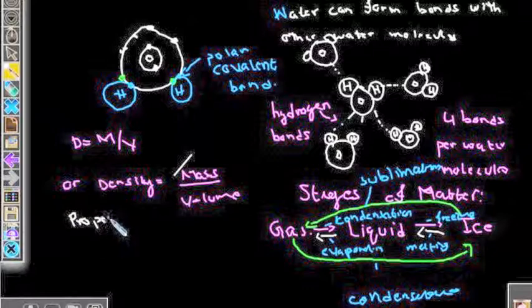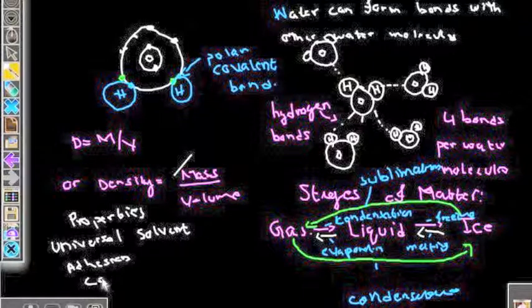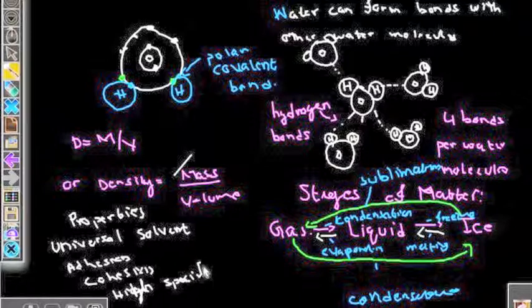Now, we'll be talking about the properties of water. There are a couple of properties of water that you must remember for the HSA test. And the first property of water is that water is a universal solvent. What is a universal solvent? It basically means that water is able to dissolve many things, but not all things. And then the other ones are adhesion, cohesion, and the high specific heat capacity.